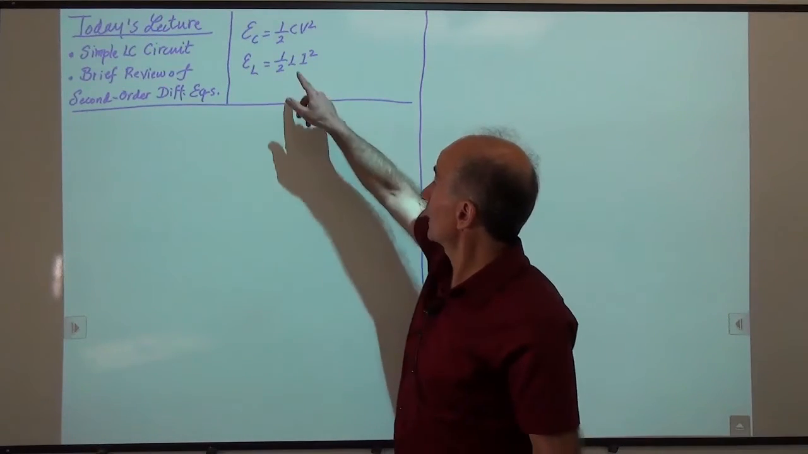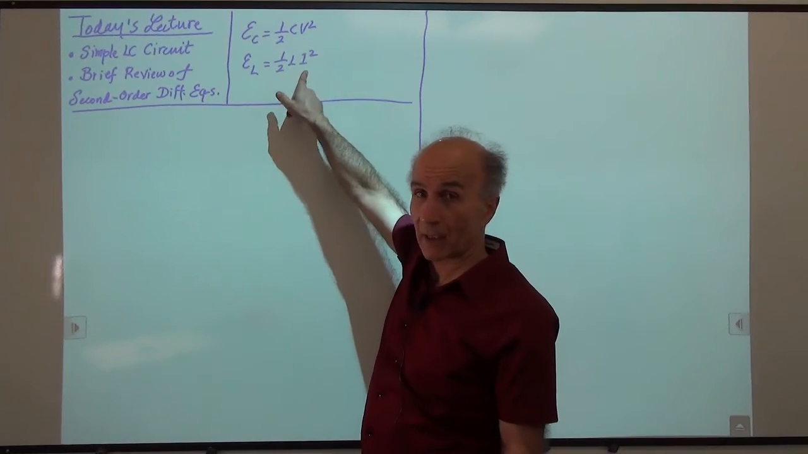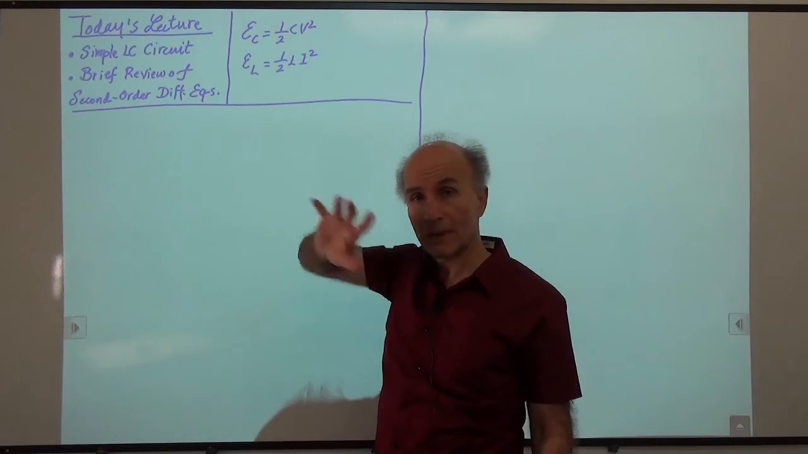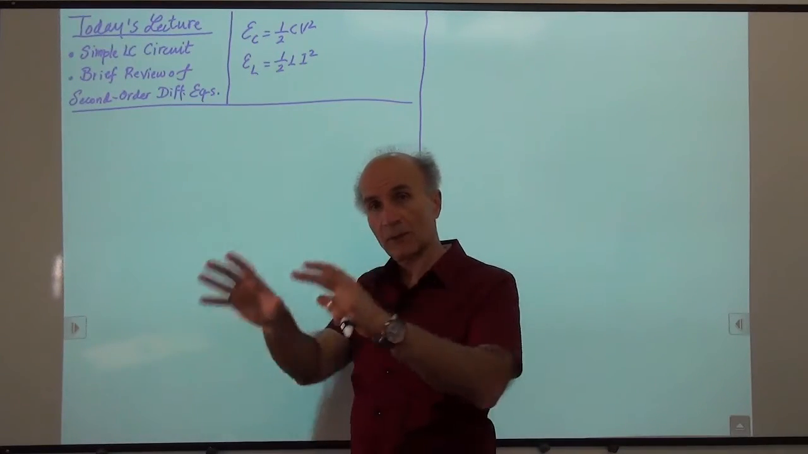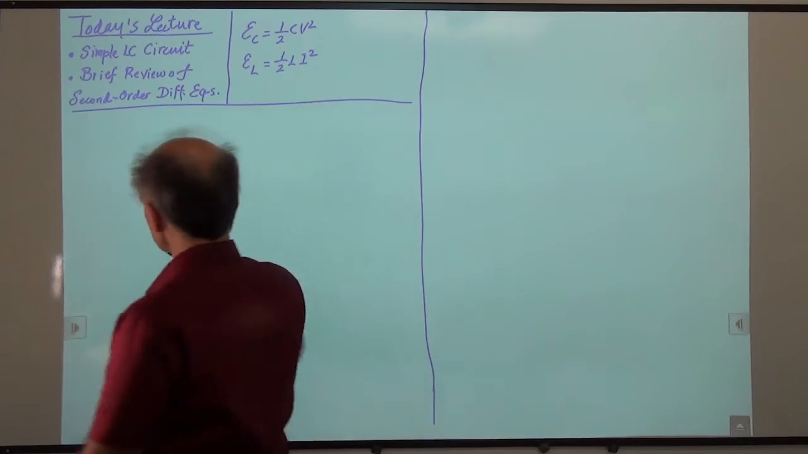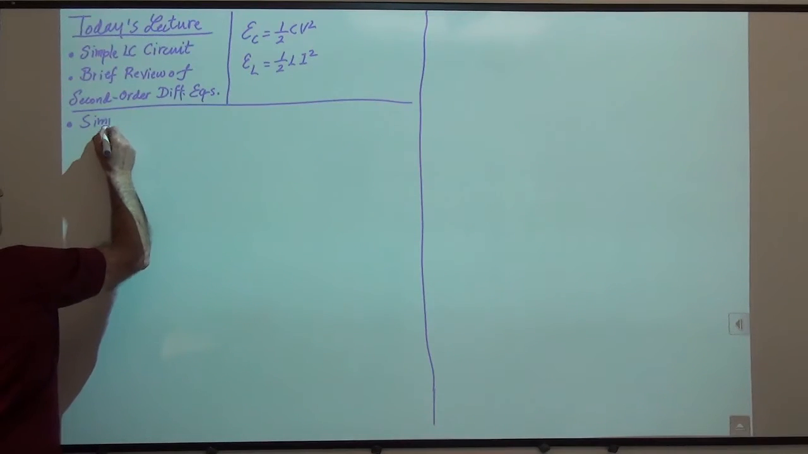So we know that the energy in a capacitor is 1/2 CV squared. The energy in an inductor is 1/2 Li squared. So we start with the energy on the capacitor and see how it goes from the capacitor to the inductor and backwards. So let's analyze this little circuit again.